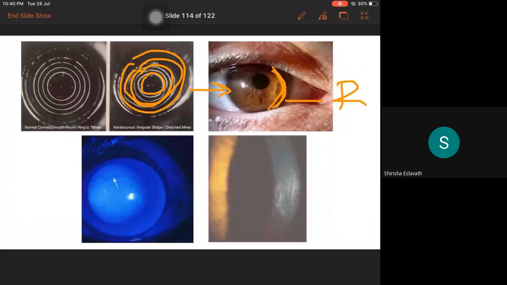Then you have something known as the Fleischer ring. What is a Fleischer ring? You should know, at the base of the cone in keratoconus, there will be a deposit of iron. This is known as the Fleischer ring. Then, because the cornea has become thin, you can see here these are the Descemet's folds. You can see a kind of wrinkles. This is known as Vogt's striae.